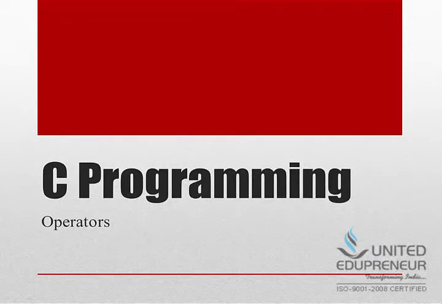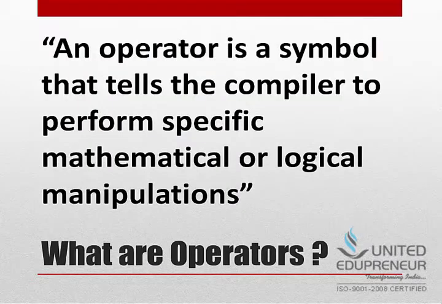Welcome friends. In this C programming tutorial, we will be learning about operators. What are operators? An operator is a symbol that tells the compiler to perform specific mathematical or logical manipulations. If you don't get the idea about the operator from its definition, don't worry. We will look at some examples in C programs so that you'll get exactly what an operator is.